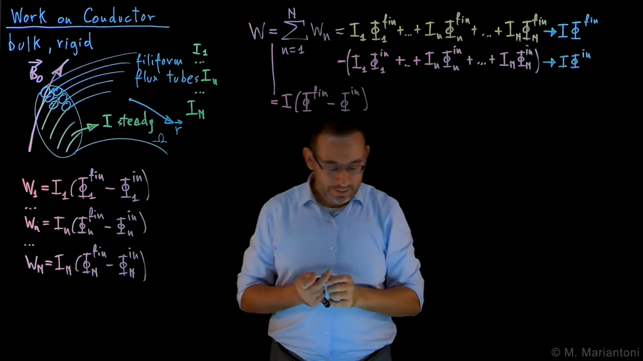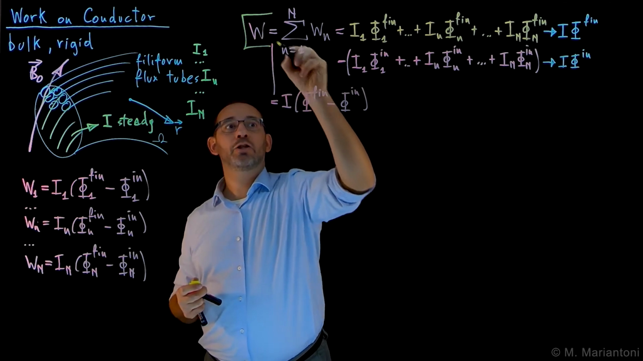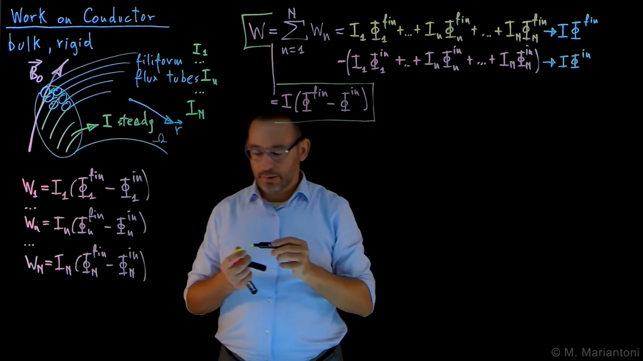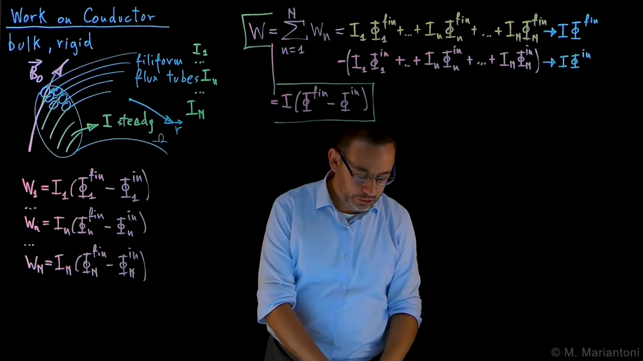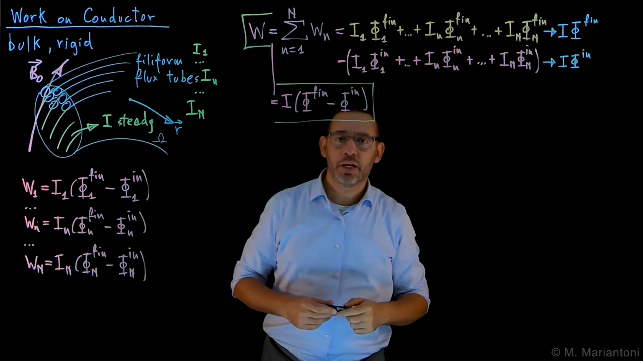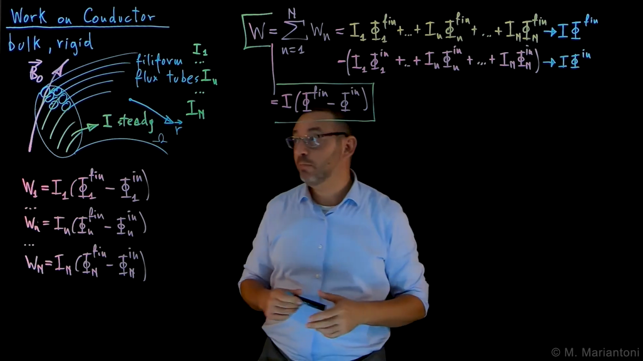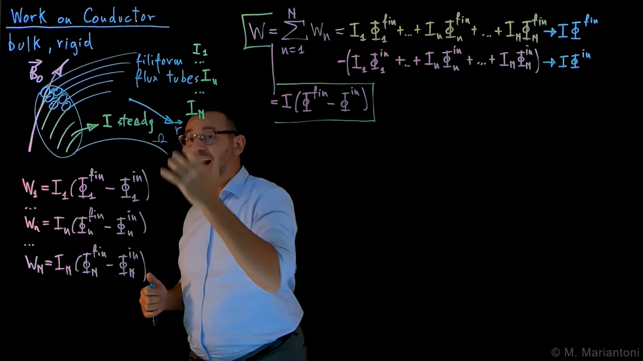So this is the result for the work which we wanted to find, which is the generalization of the one we found before to the case of a bulk conductor. Now, incidentally, it so happens that these definitions generalize the concept of inductance, self and mutual inductance, for non-filiform or quasi-filiform conductors, that is for bulk conductors.